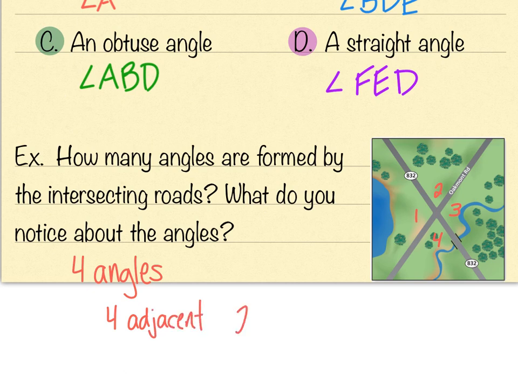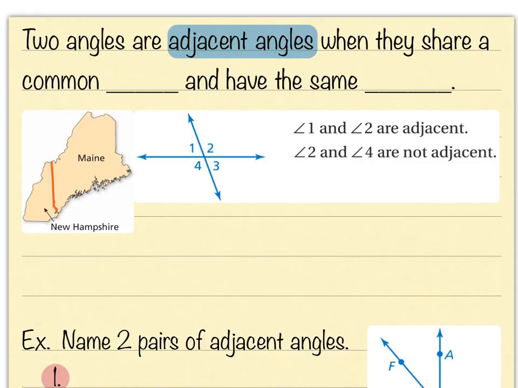And we have 2 pairs of vertical angles. So we have 4 pairs of adjacent angles, and then 2 pairs of vertical angles. So let's talk about what these angles are. Okay, so 2 angles are adjacent angles when they share a common side and have the same vertex.